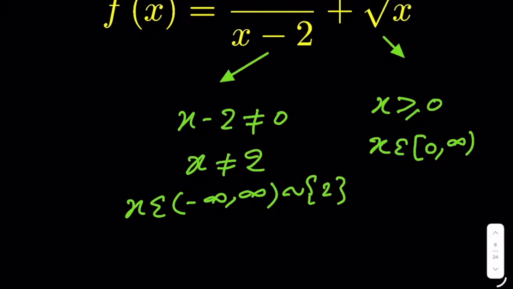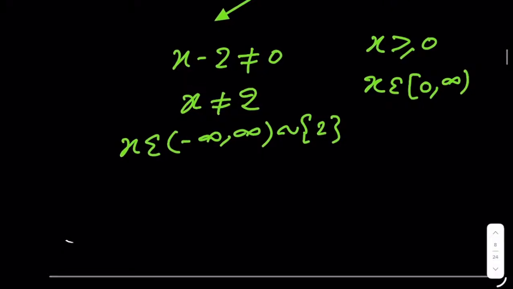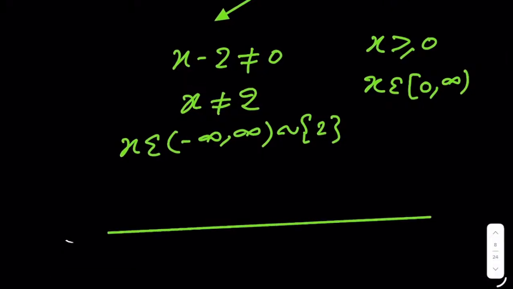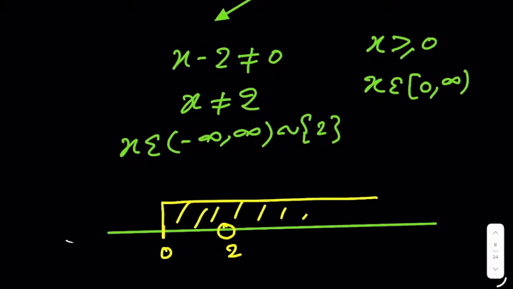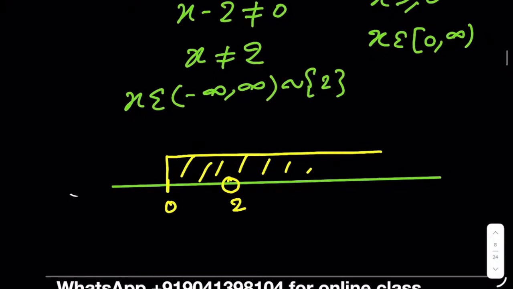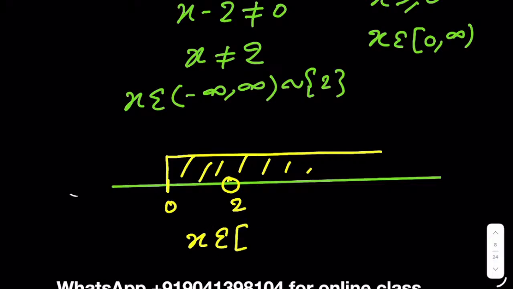So the common part of these two, simply if you use the number line curve method, this one is 2 and this one is 0. So 0 to infinity, first you can say 0 to infinity except, not except, add 2. So the domain is basically the closed interval 0 to infinity, not except 2. Clear or not?